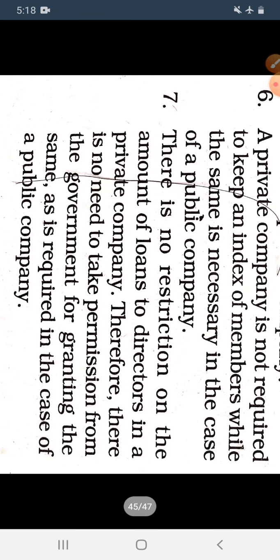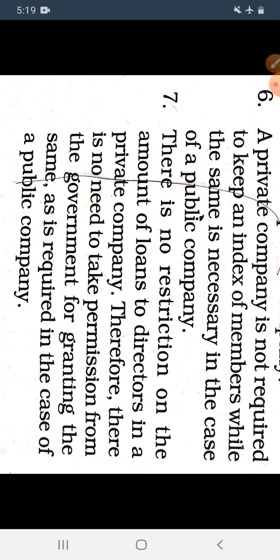Next, a private company is not required to keep an index of members, while the same is necessary in the case of a public company. In a private company, it is not necessary to keep the list of the members. But in the case of a public company, it is necessary to keep the names and all the descriptions related to the members.